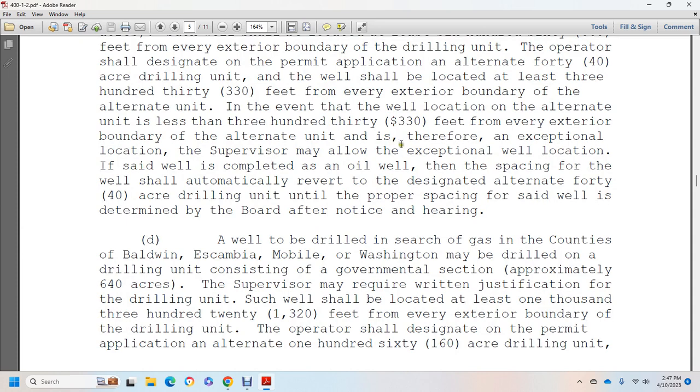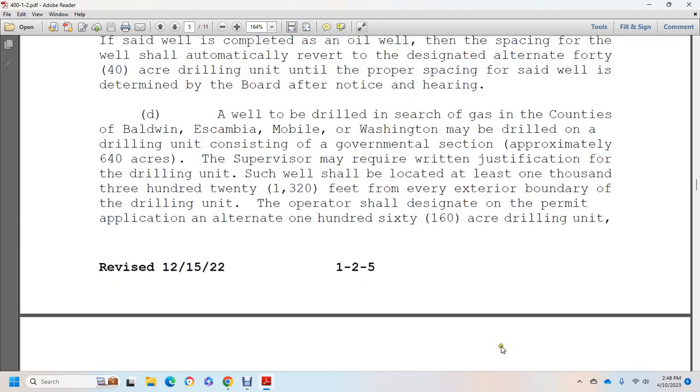For wells drilled in search of gas in the counties of Baldwin, Mobile, and Washington, a well may be drilled within a drilling unit consisting of the governmental section, approximately 640 acres. The supervisor may require written justification for the drilling unit. The well shall be located at least 1,320 feet from every exterior boundary of the drilling unit. The operator shall designate with the permit application an alternate 160-acre drilling unit.